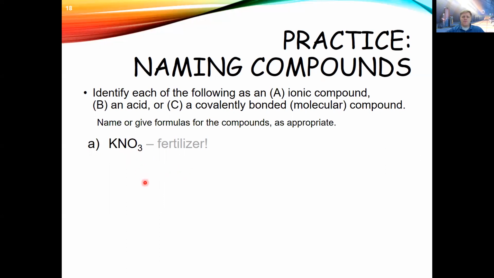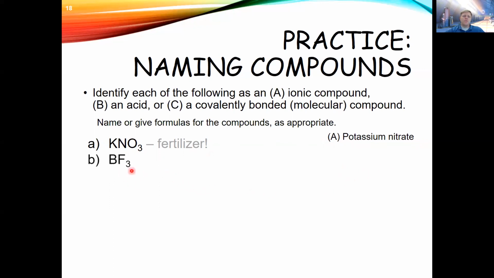Pause the video. All right, so this is a metal complexed with some non-metal species. So right away, you can say that is an ionic compound. Anytime you have a metal with a non-metal species, you recognize that as ionic. And so here we have the potassium ion complexed with a nitrate ion, so that'll be called potassium nitrate.